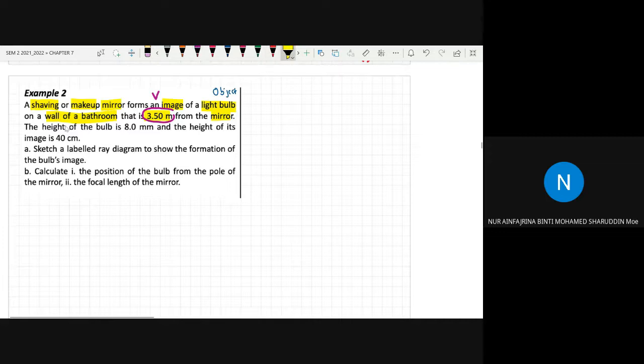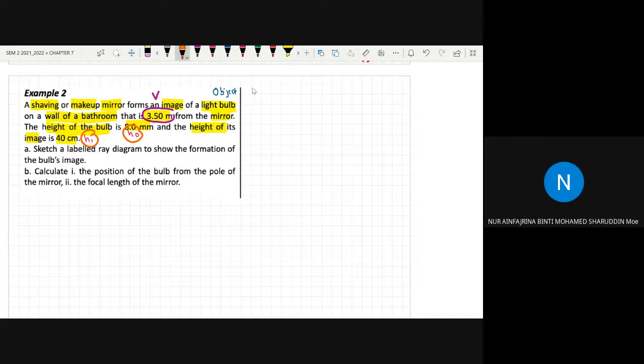Then it continues, it says the height of the bulb is 8 mm. So this is your H0. And the height of its image is 40 cm. So how do we know whether it is a concave or convex mirror? Here you only have 3 pieces of information: height of image, height of object and your image distance. From the height of object and height of image, what can we get? Anyone?